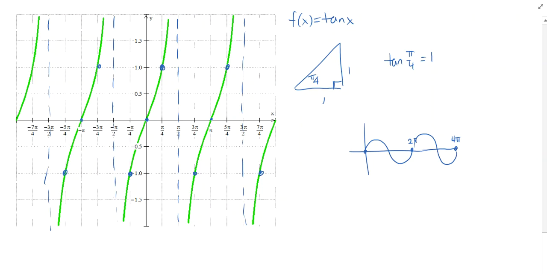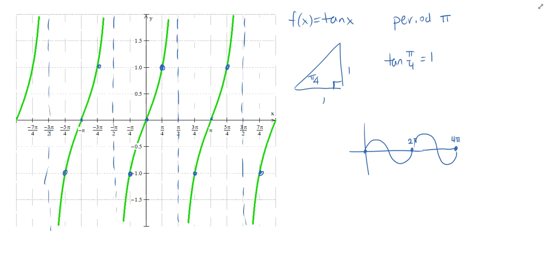Whereas in this one, our period actually can go from 0 to pi. We have the same shape that repeats between pi over 2 and 3 pi over 2, if we want to go between the asymptotes. Or we can look at it between 0 and pi, and the same shape will then start repeating again. So tangent has a period of pi, whereas cosine and sine, they both have a period of 2 pi. So this is our graph here that we've sketched.